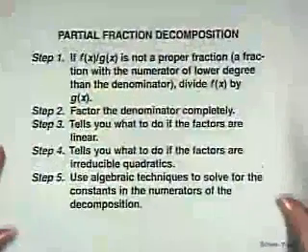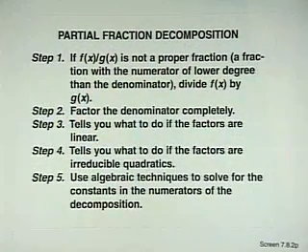We're going to give you the entire list of steps right now, but we'll also review these as we go along. Step 1. If the rational expression that we're looking at is not a proper fraction, so that we have a fraction with the numerator of lower degree than the denominator, then we need to divide f(x) by g(x). In step 2, we want to factor the denominator completely.